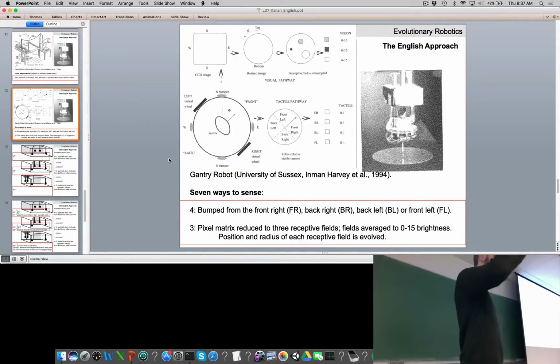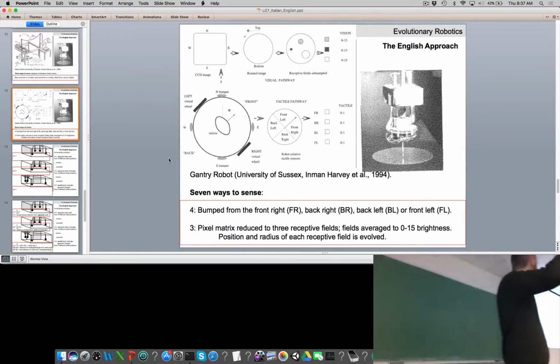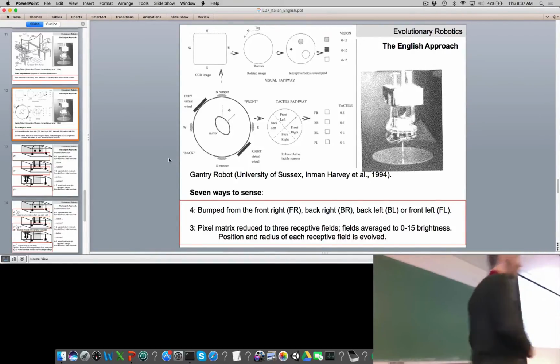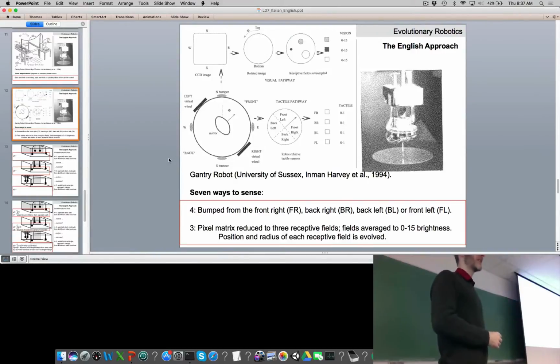So at the end of that time step, we're outputting 3 numbers, or 3 integers actually, which is the amount of darkness in those 3 circles, right? So this robot can see. It can't see much, but it can definitely see, right? It can see and it can sense using these bump sensors.